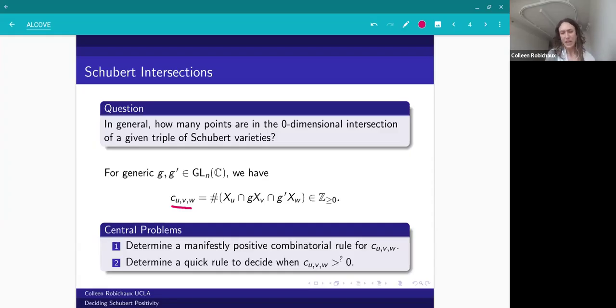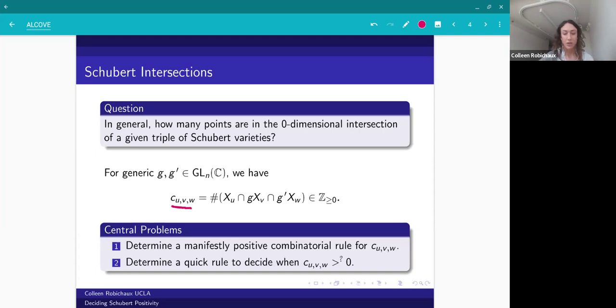So an example of a manifestly positive combinatorial rule would be the Littlewood-Richardson rule. That's counting these same intersection numbers, but in the Grassmannian. Okay. But in general, this problem is very hard, it's very open, and it has been proven in some special cases. So for particular families of U, V, and W, we have manifestly positive combinatorial rules, but in general, this is very open. And so it might be natural for us to consider a coarser question. So rather than asking for a combinatorial rule to actually compute these coefficients, we could instead ask for some efficient combinatorial algorithm to decide when they're positive, maybe.